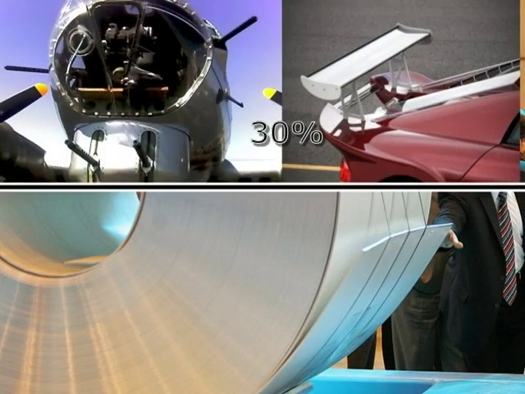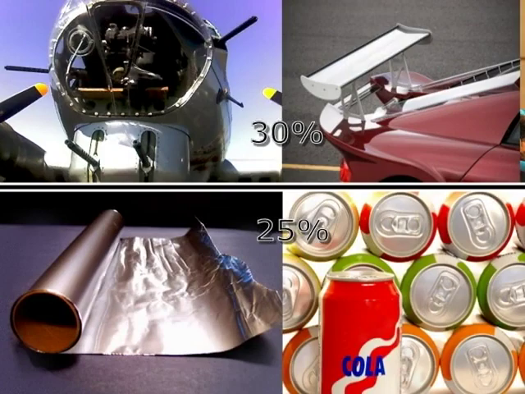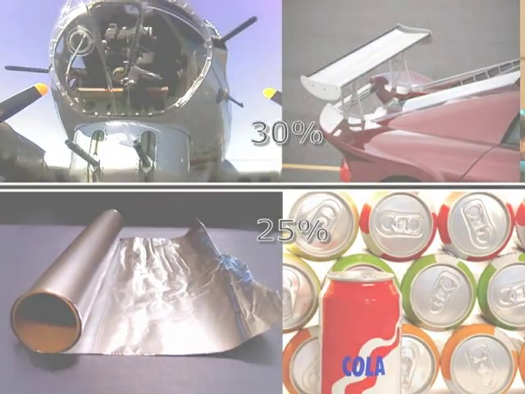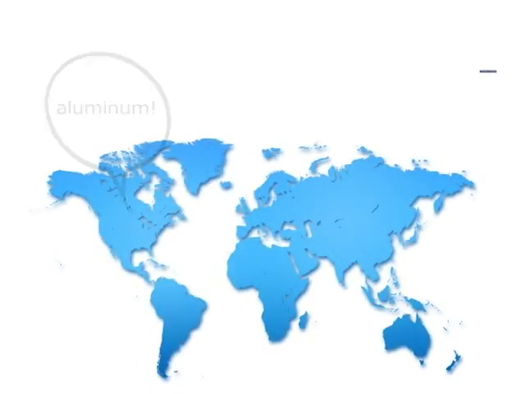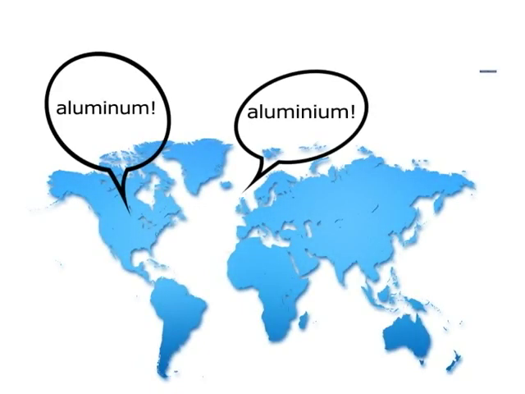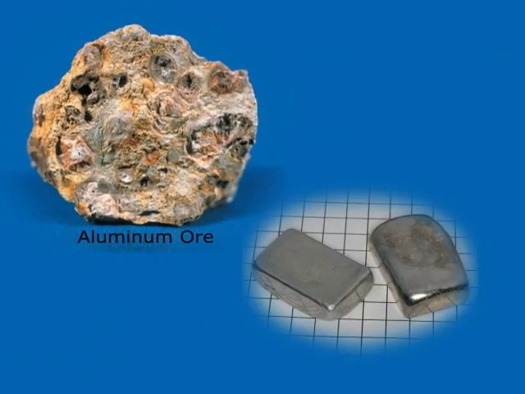30% of all aluminum makes cars, trucks, and aircraft. It is very malleable and easily formed, so another 25% is in aluminum foil, soda cans, and other containers. North Americans pronounce it aluminum. Elsewhere they say aluminium. Aluminum is separated from the ore bauxite through electrolysis.